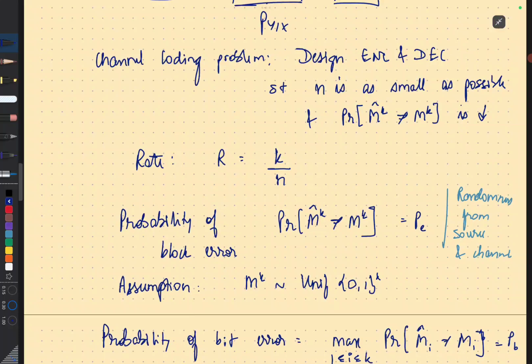Any questions? Fine. So this is a good point to stop. Yeah? I'm sorry? So we can write 1 minus (1 minus PB) to the power K. That is assuming that the probability that m_k hat is not equal to m_k is IID. That's not true, right?